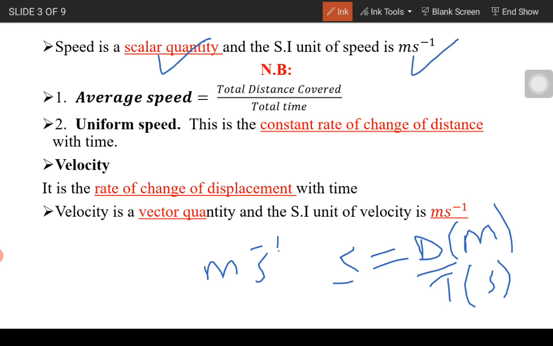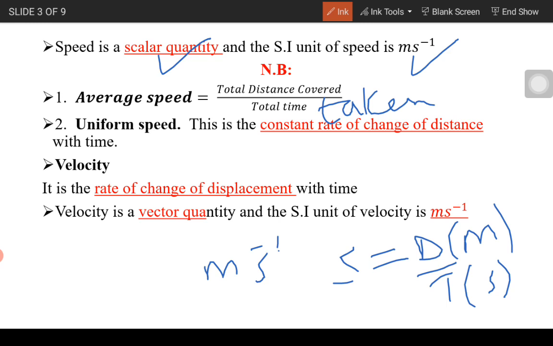Let us note the following. One, average speed is total distance divided by total time taken. That is how we get average speed. There are times when they can ask you to get the average speed. In such a scenario, all you have to do is to get the total distance that has been covered, and divide that total distance by the total time. We shall look at those examples in the next slides.